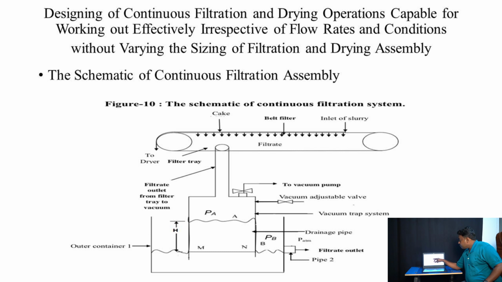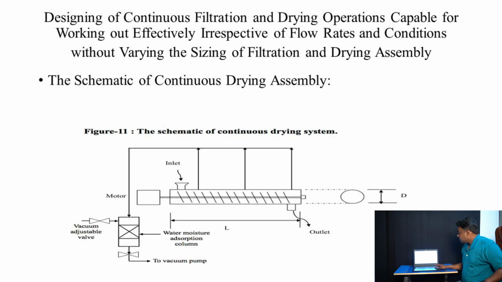And if we have to decrease the filtration rate, then we have to reduce the vacuum strength inside the pipe, and that can be done by increasing the opening of the vacuum adjustable valve. In such a way, we can adjust the filtration rate by varying the vacuum strength inside the belt filter by adjusting the opening of the vacuum adjustable valve.